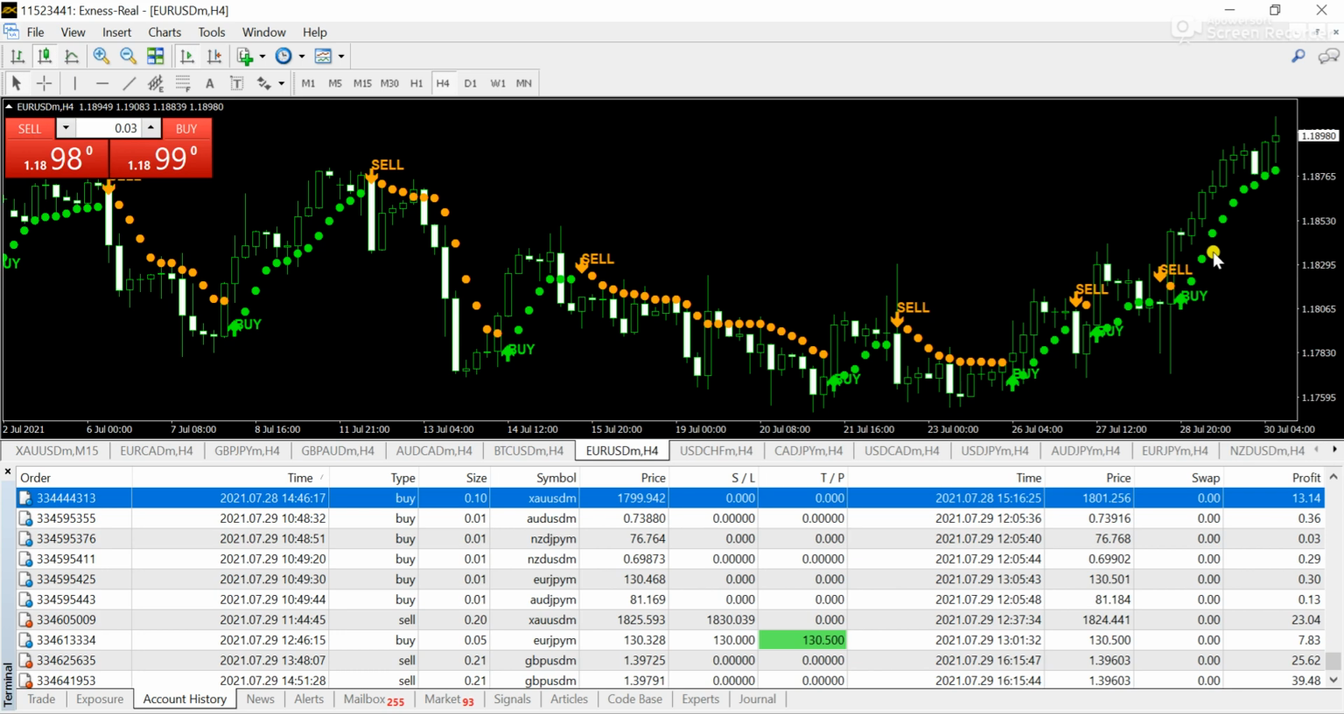So these are the opportunities. Like this indicator does not repaint. Like here it has given a sell signal, but later on the next candle the signal was changed and the next signal appeared.